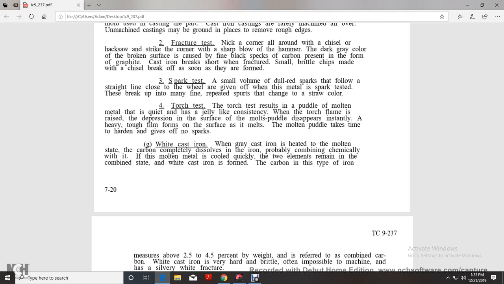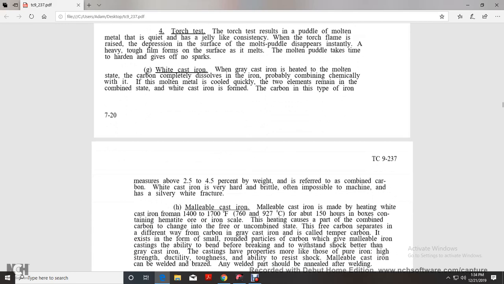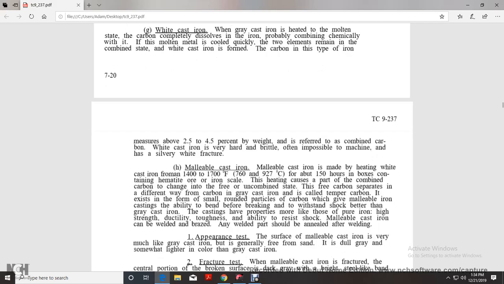White cast iron. When gray cast iron is heated to the molten metal state, the carbon completely dissolves in the iron and combines chemically with it. If the molten metal is cooled quickly, the two elements remain in the combined state, forming white cast iron. The carbon content ranges from 2.5 to 4.5% of the weight, referred to as combined carbon. White cast iron is very hard, brittle, and impossible to machine, with a silvery white fracture.